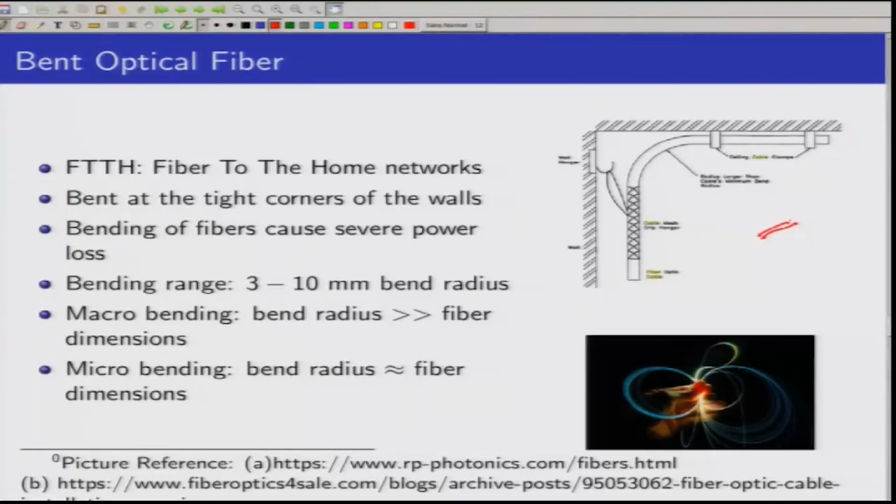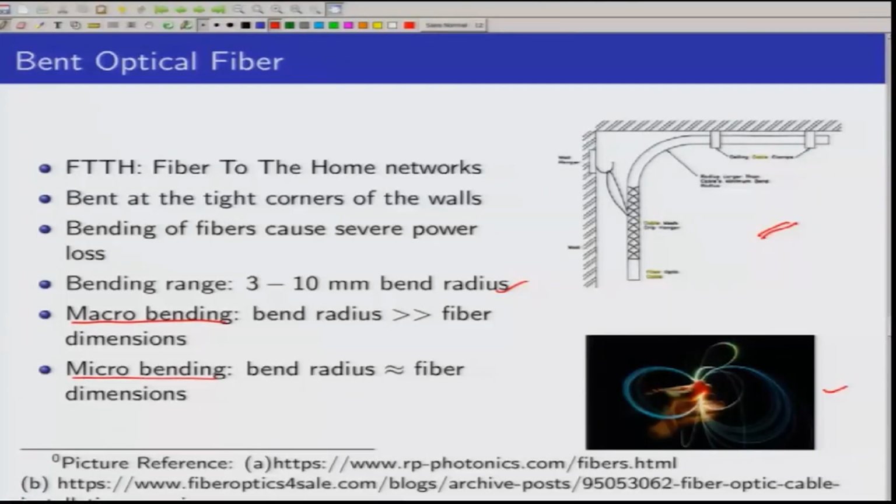So, what is the range of this bending? Which is around 3 to 10 mm of bend radius. What happens when these fibers are bent? As you can see in the second picture here, when a fiber is bent or twisted, there is a severe power loss happening and the light is radiating away, which is a problem in transmission networks. So, we need to see what is the amount of light that is getting radiated away, and these bendings are broadly classified into two types: macro bending and micro bending.